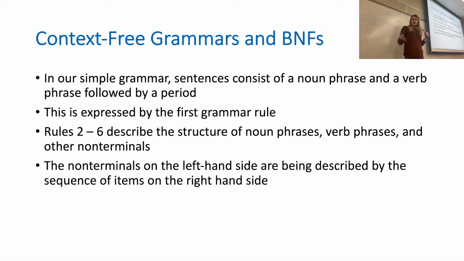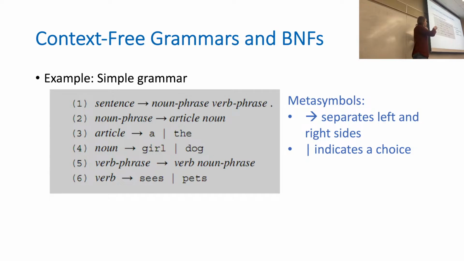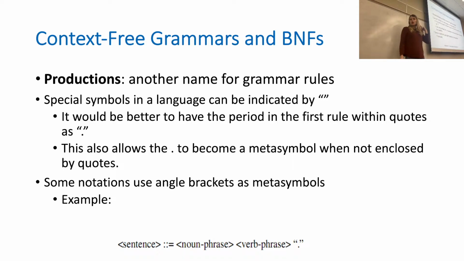Rules 2 through 6 describe the structure of noun phrases, verb phrases, and all the other non-terminals. And the non-terminals on the left-hand side are being described by the sequence of items on the right. Right. Each grammar rule basically defines how a non-terminal breaks down. So every non-terminal used in the grammar has to have its own grammar rule that defines how it works. Okay?